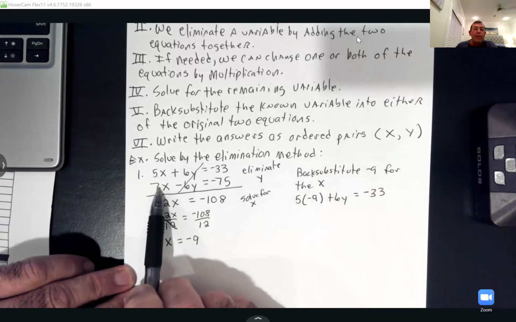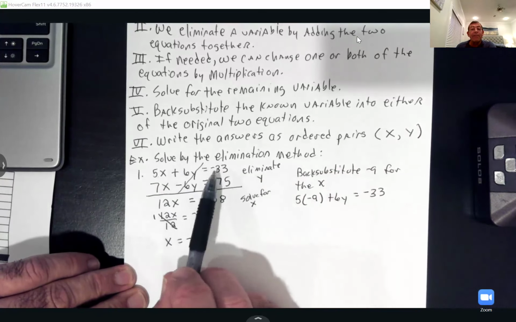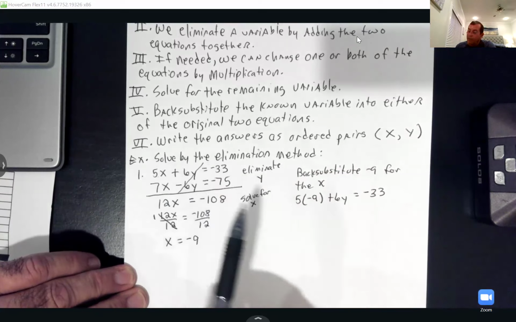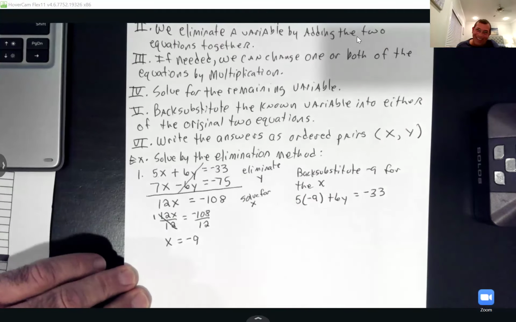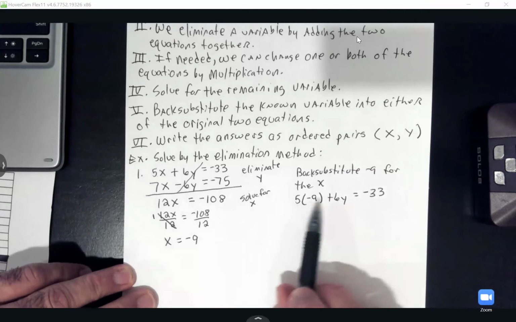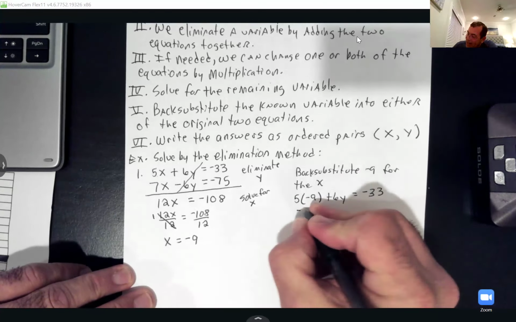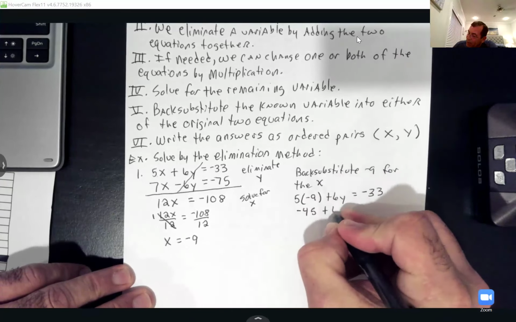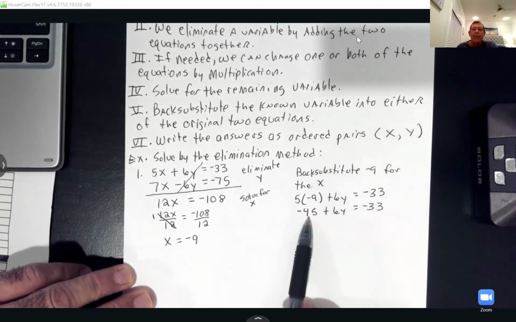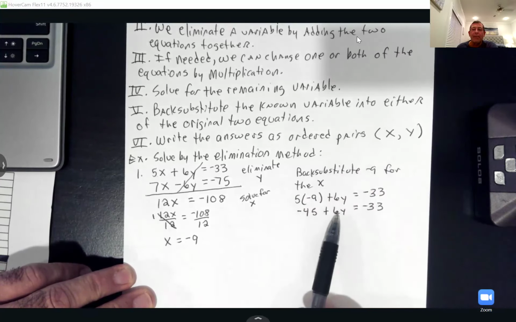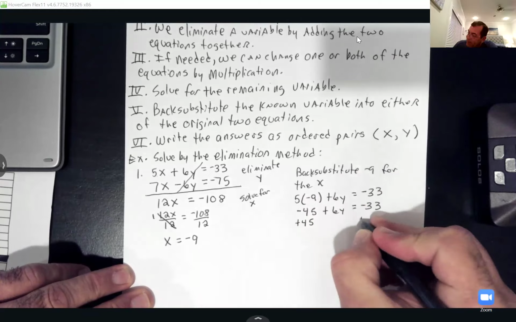Now, y'all, here's the thing. It doesn't matter. You could have done 7 times -9 minus 6y equals -75. It doesn't matter which equation you use. The only reason I picked this one is because those numbers looked a little smaller. So once you plug your number in, the first step is to multiply. 5 times -9 gives me -45 plus my 6y equals -33. And then I'm just going to add to move the 45, and my last step will be dividing. So we'll add our 45 to both sides.